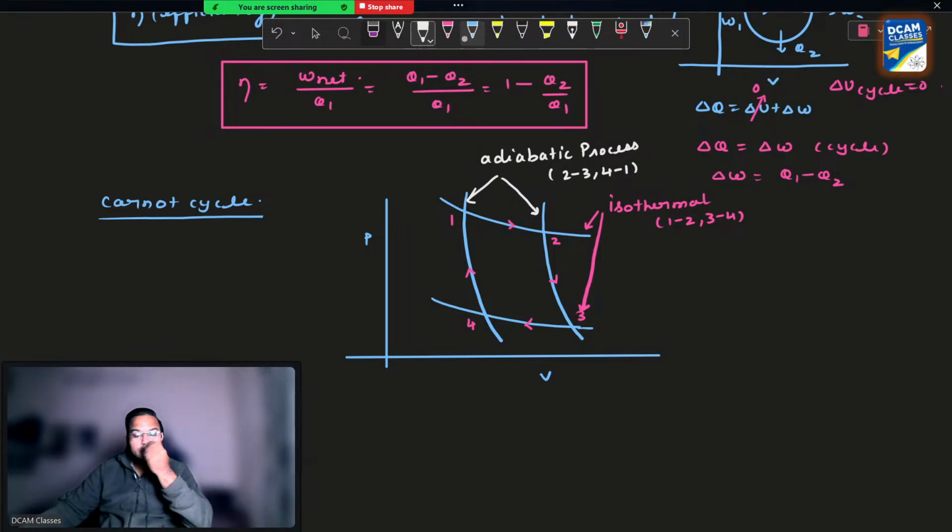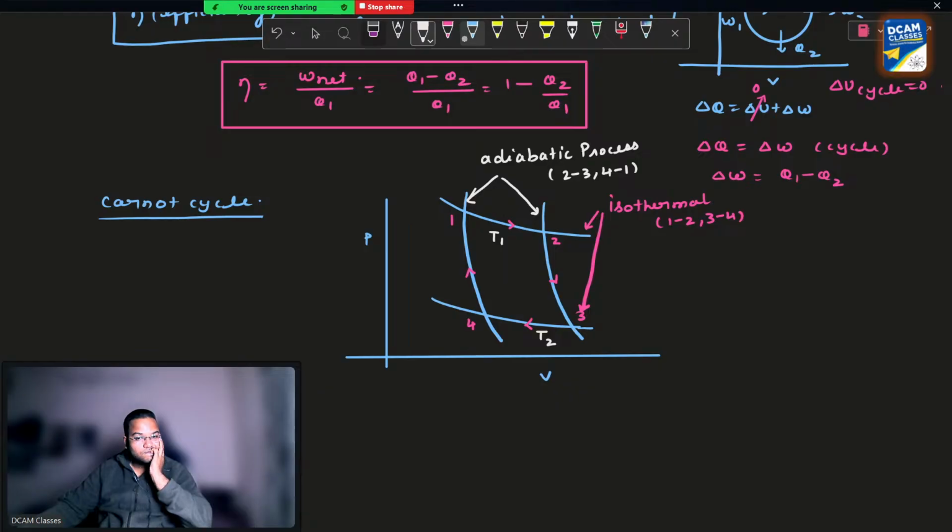Okay, this is the thing. Since process 1 2 is an isothermal process, that means temperature is constant. I'll put T1 as the temperature of process 1 2, and the temperature of process 3 4 is T2. Because they are isothermal processes, temperature should be constant in the whole of the process.